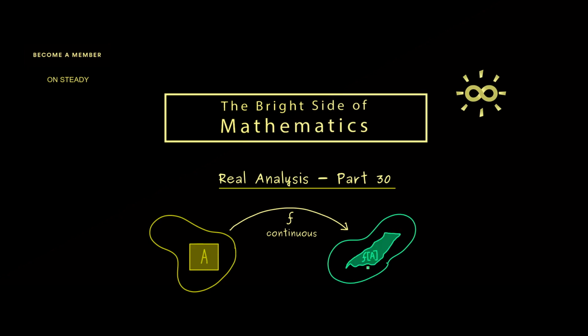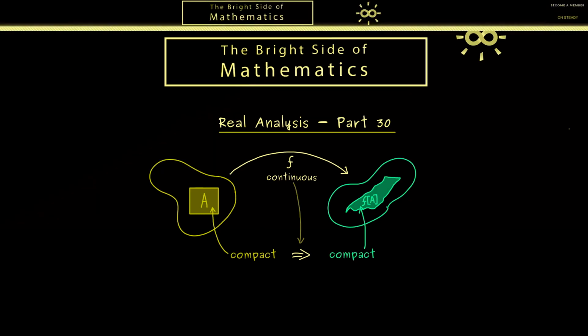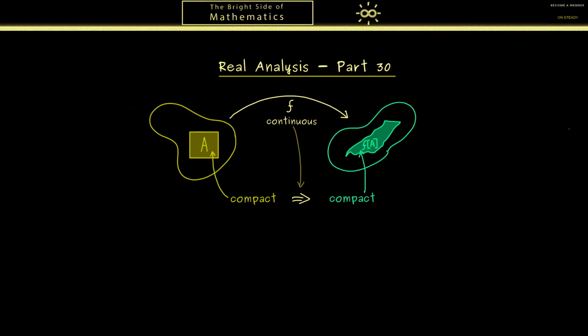And the notation I use is f with square brackets of A. Now if we put in that A is compact, then the image is still compact. And we have this because we know f is continuous. Okay, this is the topic for today, so let's formulate this with a theorem.